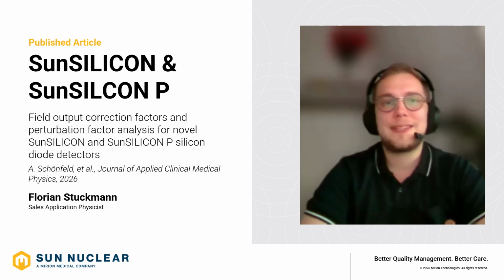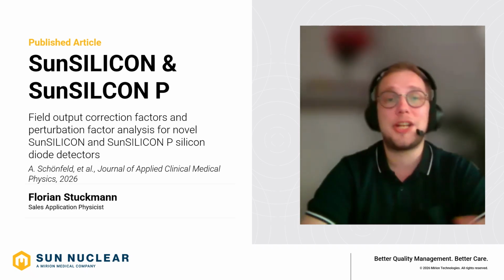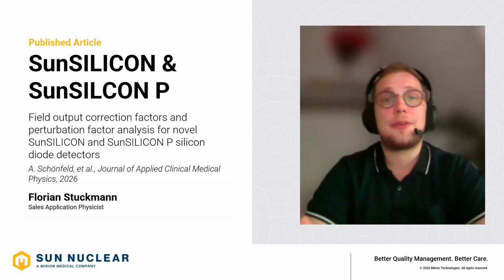Today's paper focuses on correction factors and output factor measurements for small fields with our diodes SunSILICON and SunSILICON P. The question is, how large are the corrections we need to apply and what determines them?